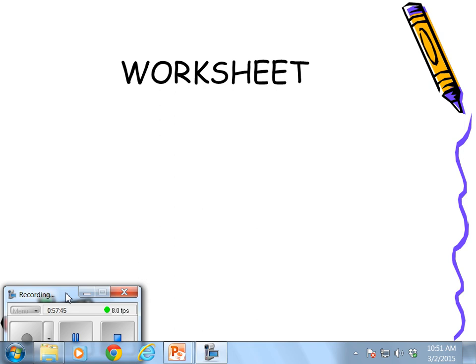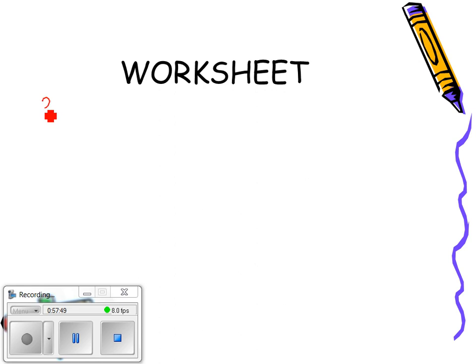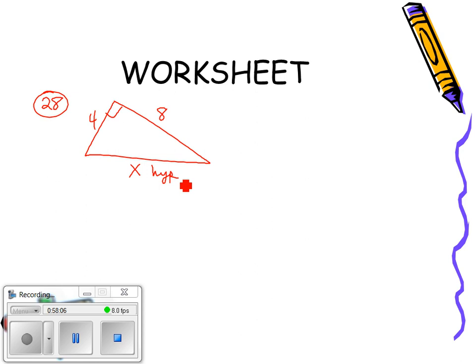If you flip over to the back, problem 28. Here you're just using Pythagorean's theorem to find the missing side. This one's pretty easy because you're looking for the hypotenuse. So this is a leg. Or your hypotenuse is here. Remember, that's always got to be your C. Got a leg here.